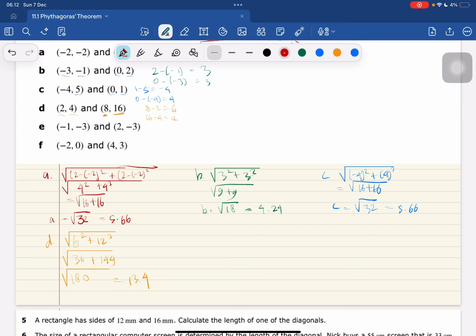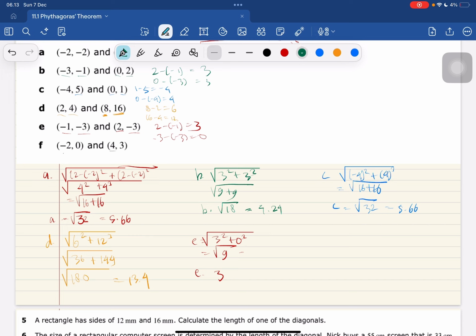Next, let's find it for E. So 2 minus minus 1. 2 minus minus 1 is 3. Minus 3 minus minus 3, that is 0. So for E, 3 square plus 0 square, which is 9, or E is 3.